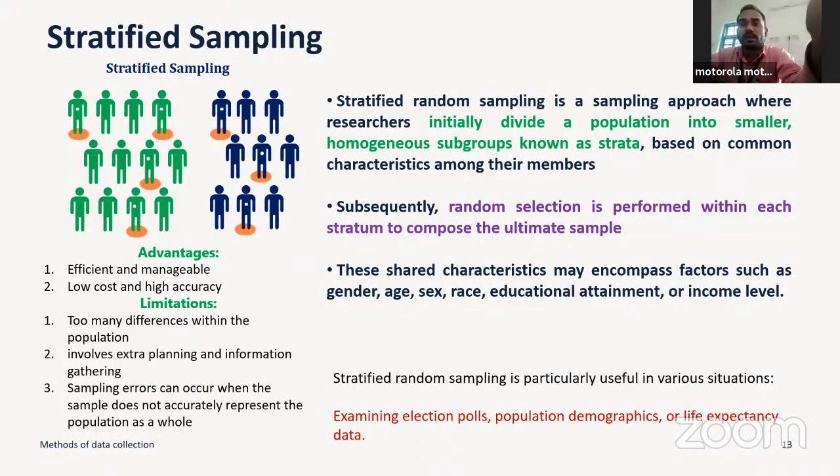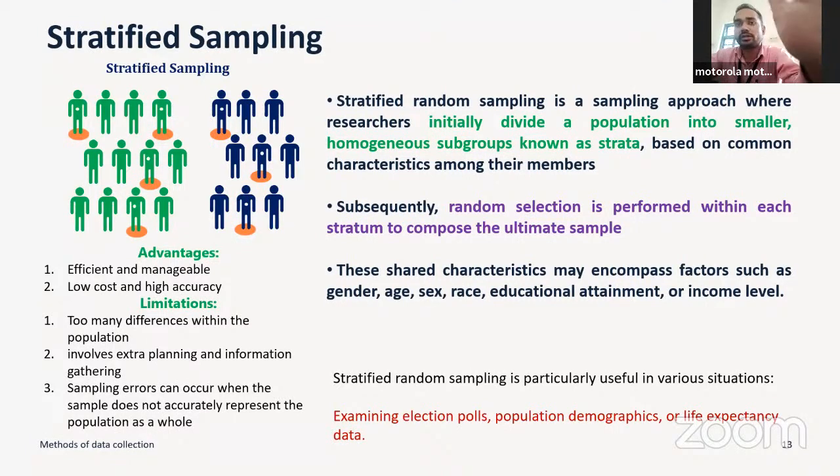Once we have stratified, we randomly select the samples from those strata. You can see in the image, we are segregating our population into two major groups, and then we select the sample based on randomization. It is a very feasible and efficient method, easily manageable.